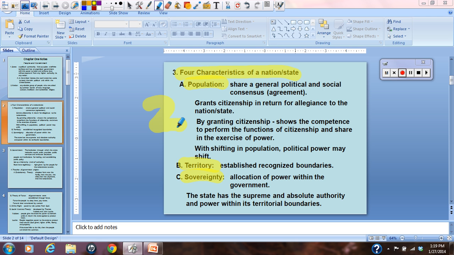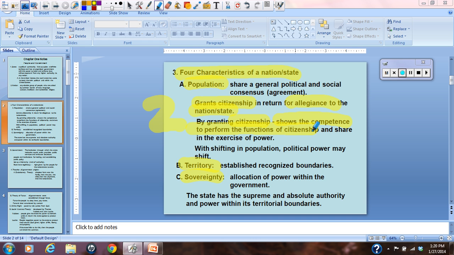Okay, everybody got it? But when you grant citizenship, you get citizenship for doing what? It's when you show allegiance to the nation state. When you get citizenship, you have to show what? You have to show competence to perform the functions of citizenship. Now, the reason I'm doing that is because they're different questions, okay?